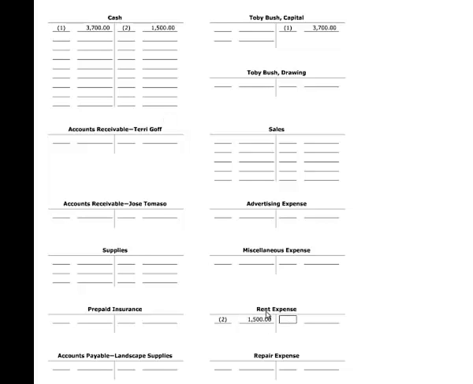Now the key in doing this as well is realizing that not every one of these lines is going to be used. There's extra lines in here. For instance, we'll never have a sales debit. It doesn't happen. So you can go ahead and assume that those lines aren't going to be used.